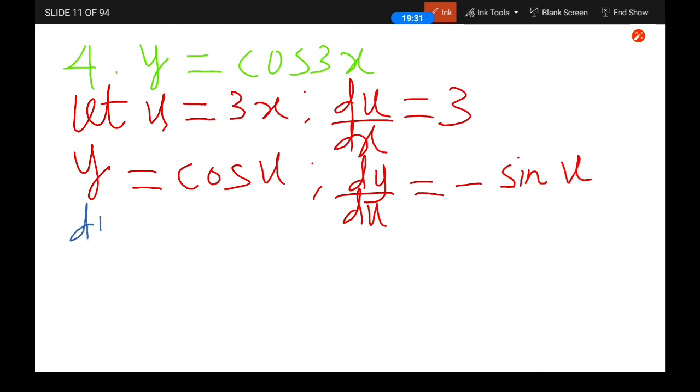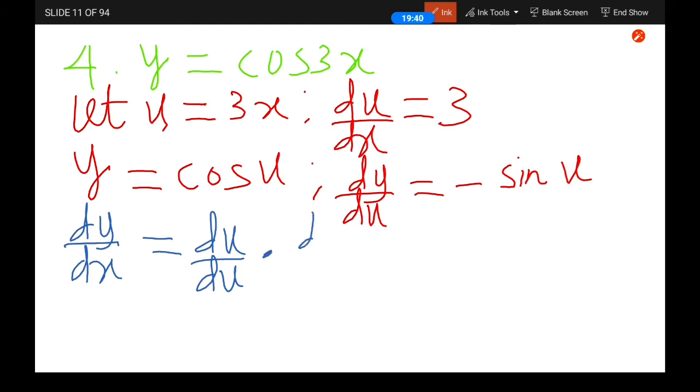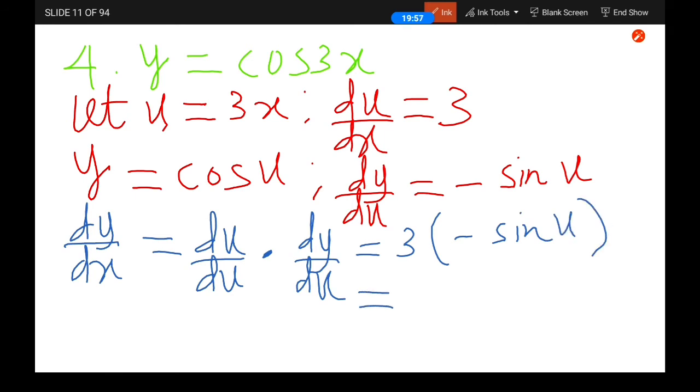So that we can now move on to put the final answer. So we have dy dx equals du dx. Remember that chain rule, times dy du. What is my du dx? du dx was 3 times dy du, that is minus sin u. Now that will be what? Negative 3 sine. Remember, our u was 3x, so that is 3x.